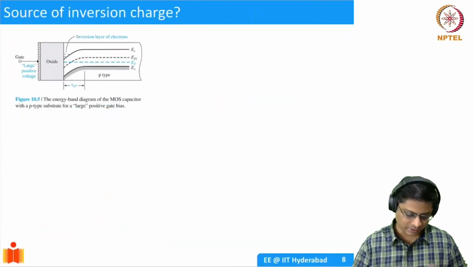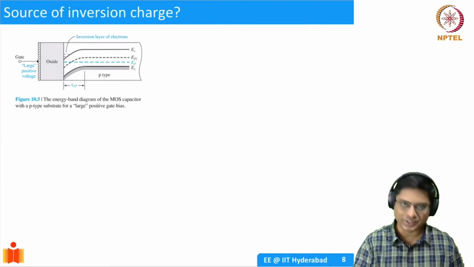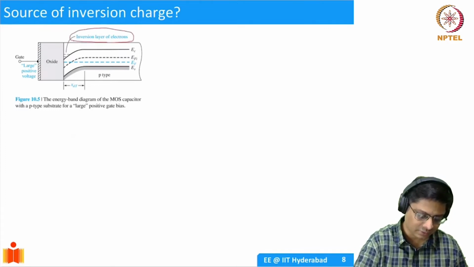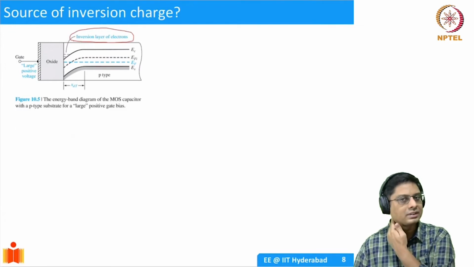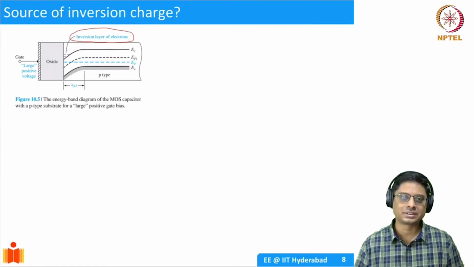Well, let me show you the band diagram now. So here is another picture. Same picture, it's much neater than what I have drawn. So this is basically the surface inversion layer of electrons we created here, at the surface. What is the source of this inversion? Electrons.